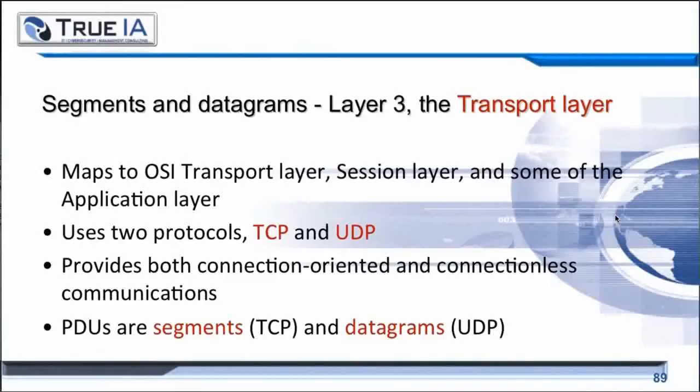Layer 3 is the transport layer. This layer maps to the OSI transport layer as well as the session layer and some of the application layer. It uses 2 protocols, TCP and UDP, and provides both connection-oriented and connection-less communications, just like the other model. Now, the PDUs are segments with TCP and datagrams with UDP.